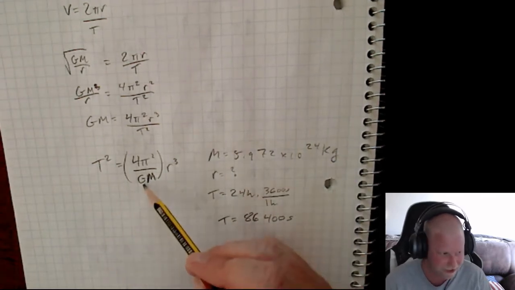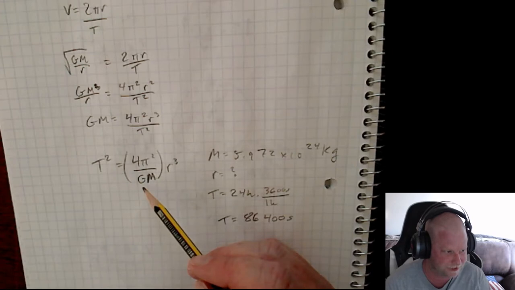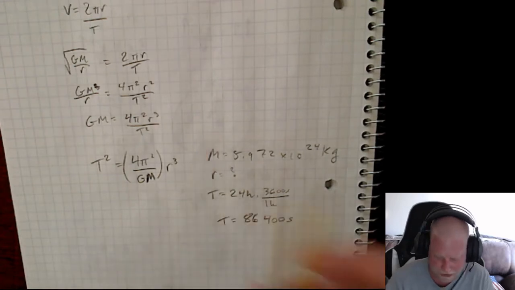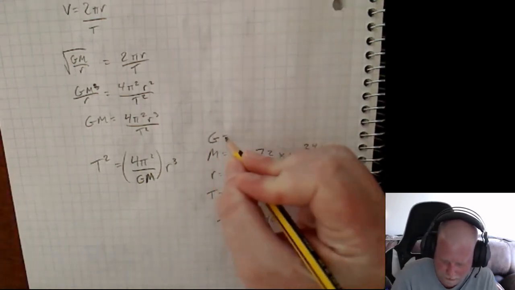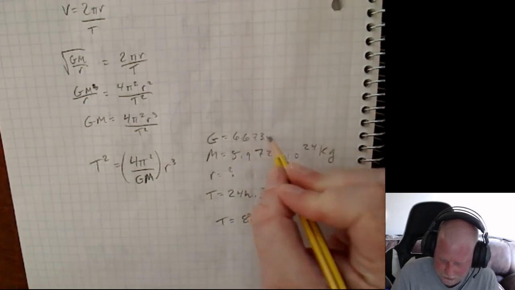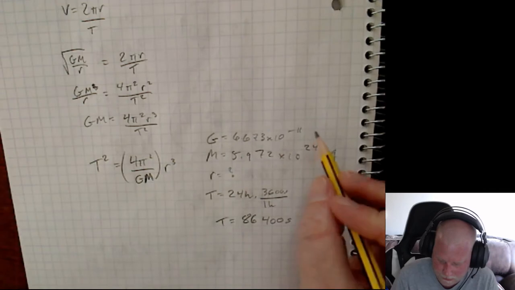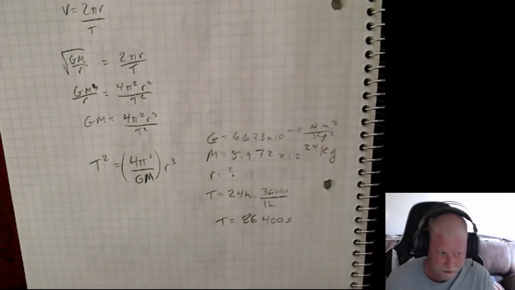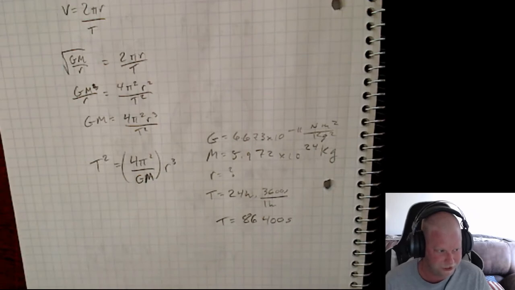We know G is that constant, 6.673 times 10 to the negative 11th, rather. All right, my bad. So 6.67 times 10 to the negative 11 Newton meters squared per kilogram squared. All right, so we've got everything we need in order to find the radius.